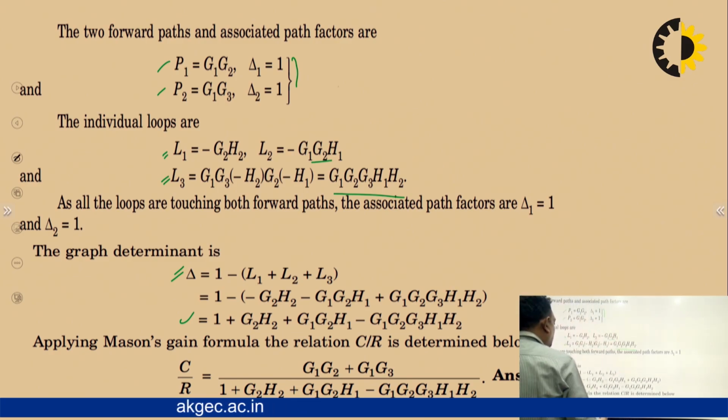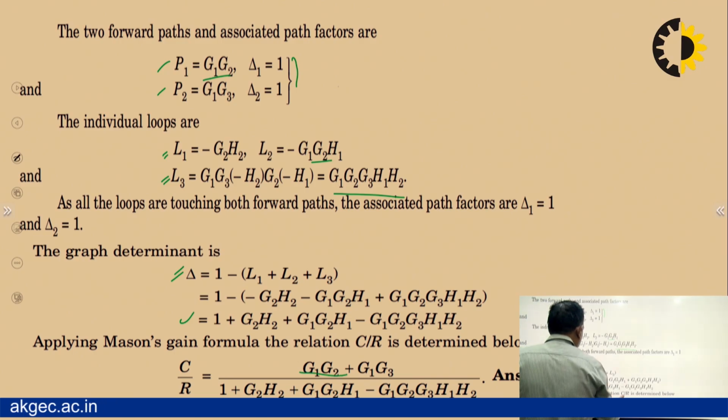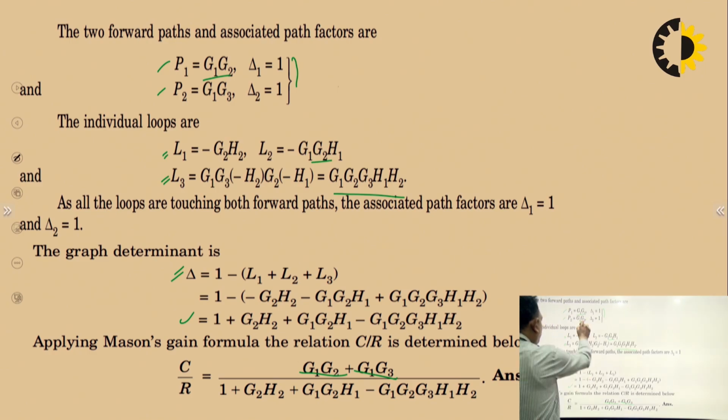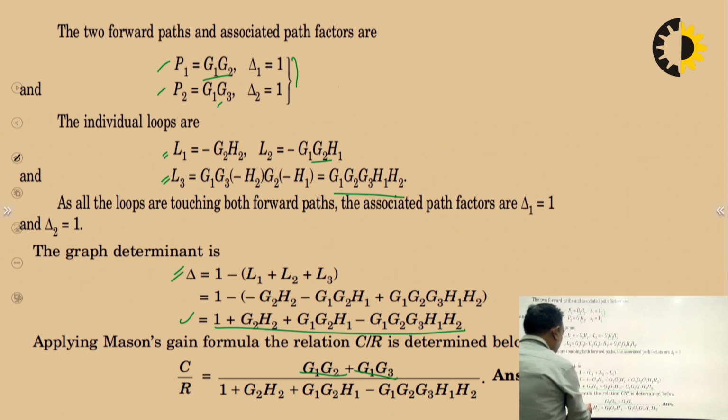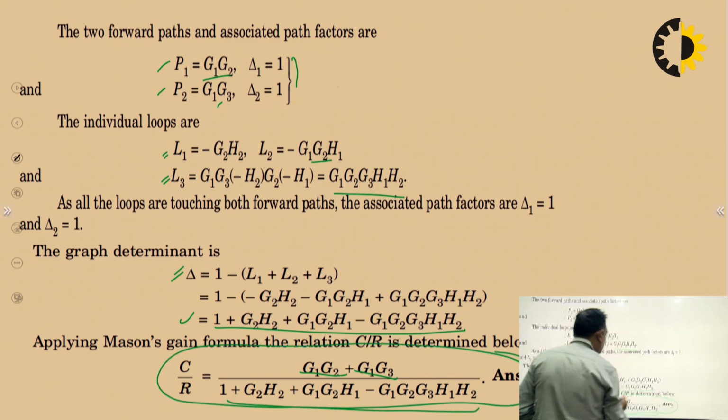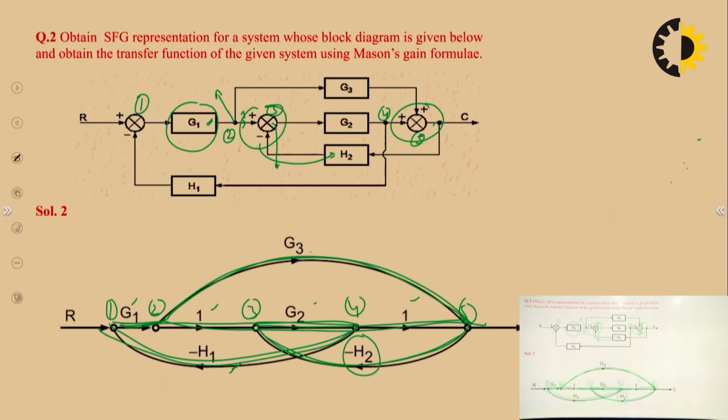Now again the formula: P1 into delta 1, which is G1 G2, plus P2 into delta 2, which is G1 G3, divided by delta, which is 1 minus the sum. So delta will become this. So this is the overall transfer function for the given system. In this particular question, we have seen how we convert the block diagram into a signal flow graph first, before applying Mason's gain formula.